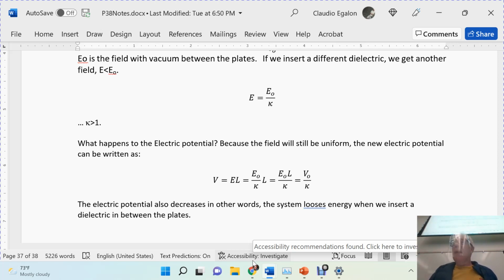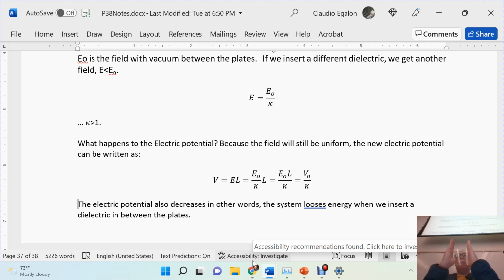Something interesting happens when you insert a dielectric between the plates of the capacitor. All the systems out there try to reach a state of smaller energy. This piece of plastic tries to reach a state of smaller potential energy, which is at the top of this table here. It's the same thing with a capacitor.